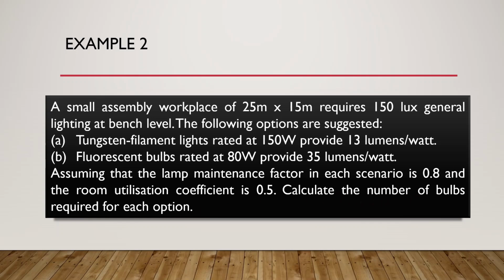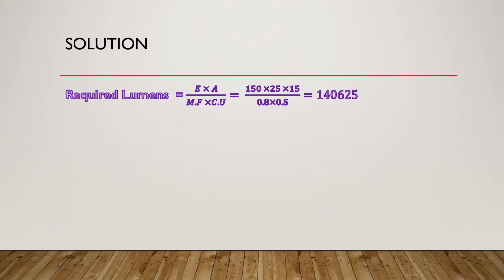We are going to use the same formula. Solution: required lumen, we always start with this, is the illumination multiplied by the area, divided by the maintenance factor and the coefficient of utilization. So the required lux is 150, multiply it by the area, which is 25 times 15, and then you divide it by all the factors. You arrive at 140,625 lumen. That's the total lumen we have.